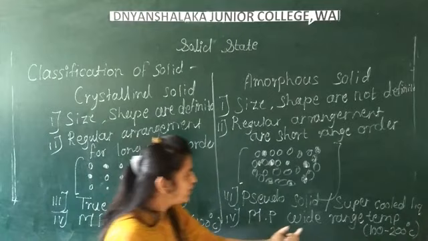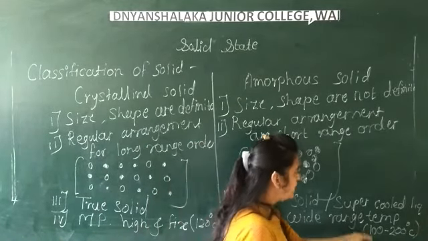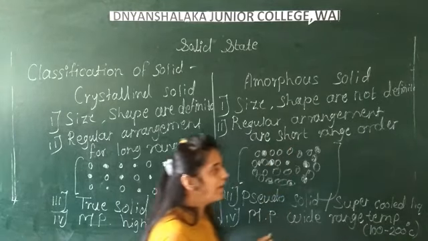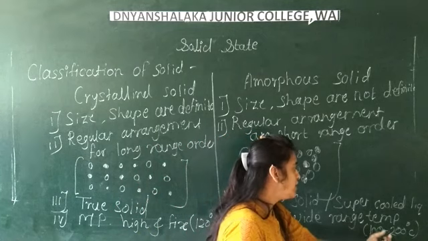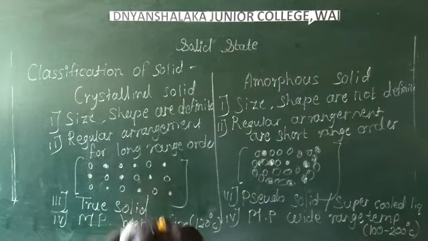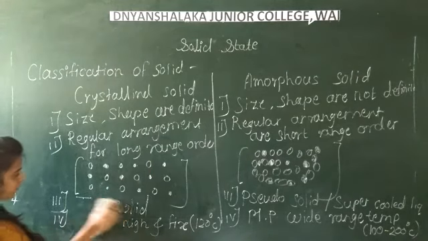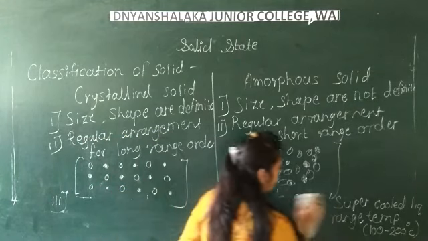Next, melting point is a wide range of temperature. For example, plastic. Plastic is a solid substance that converts into liquid at 100 degrees Celsius. So from 100 to 200 temperature, it is a wide range of temperature. So next important property of crystalline solid and amorphous solid.